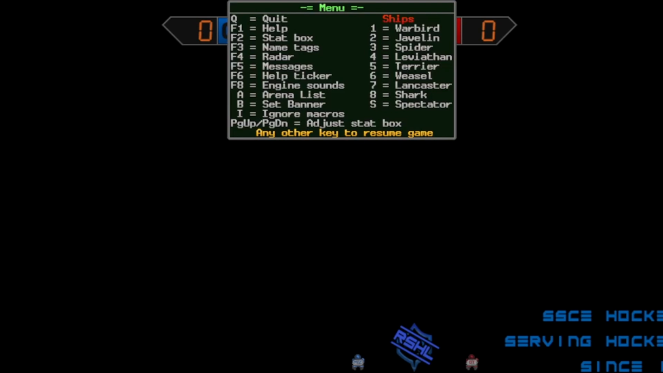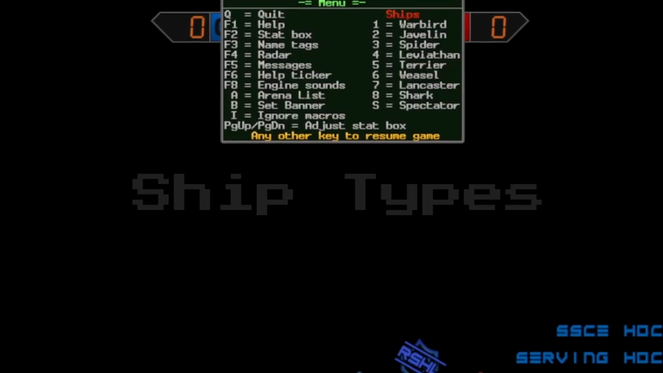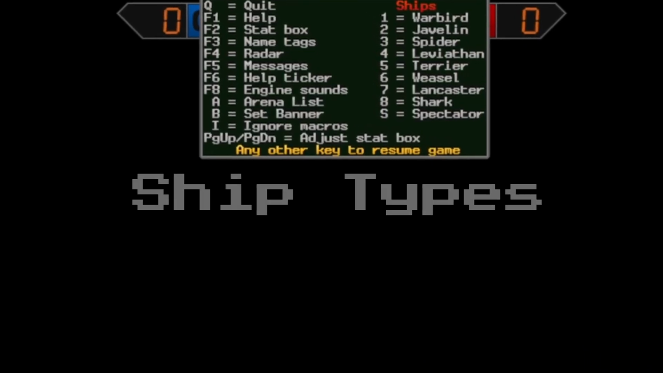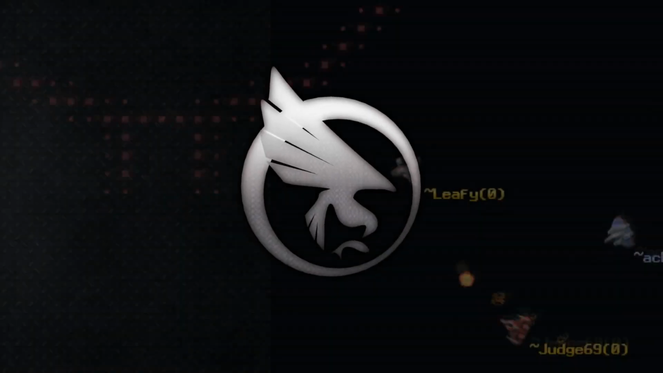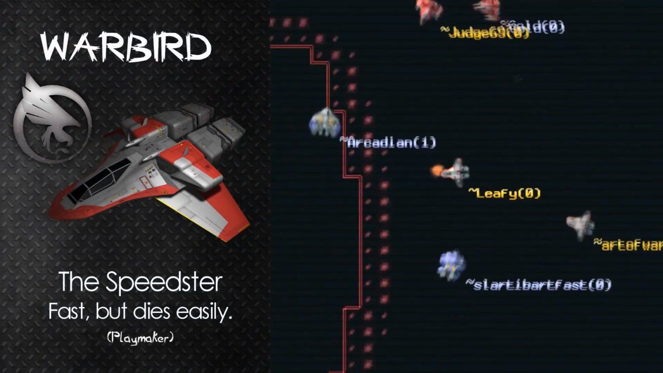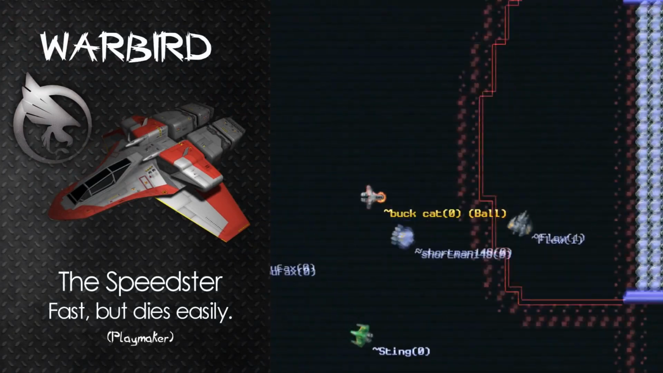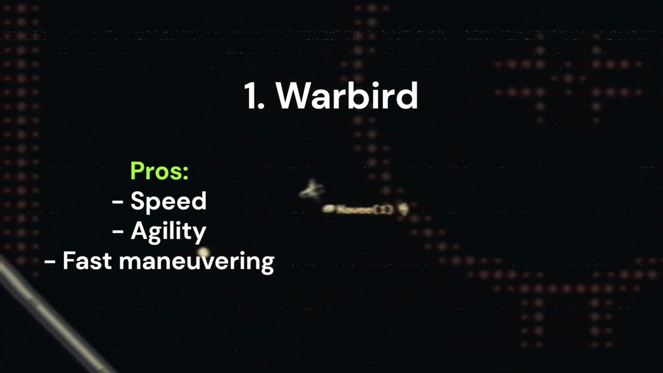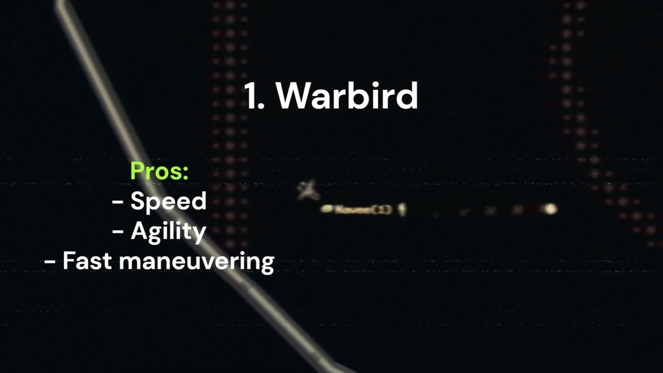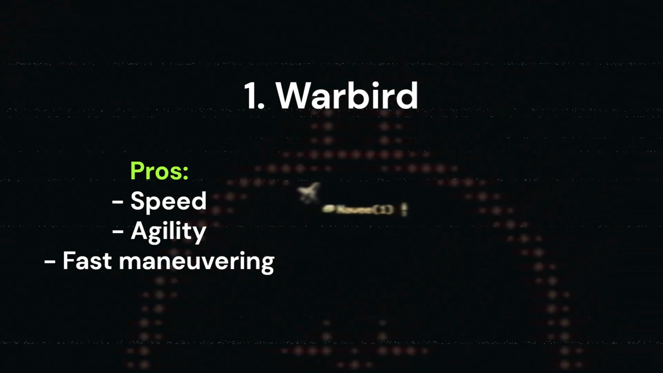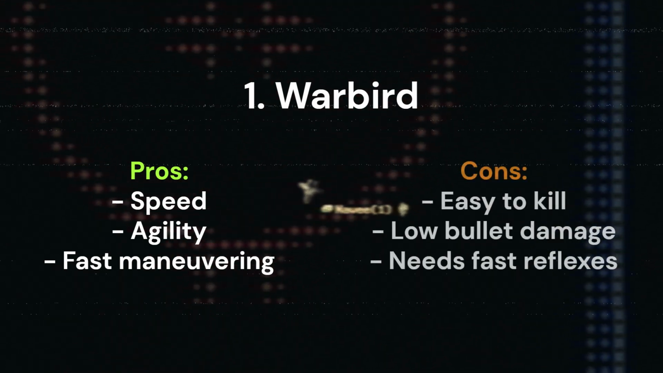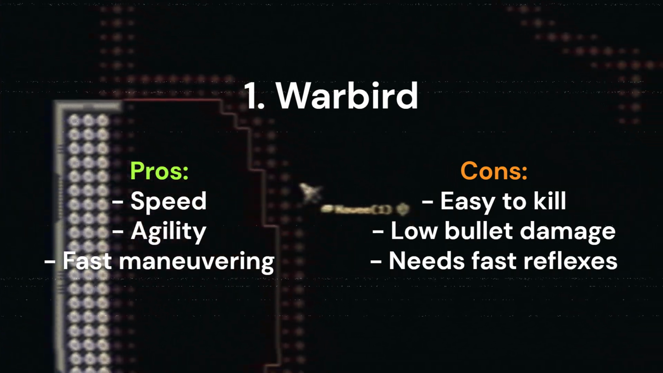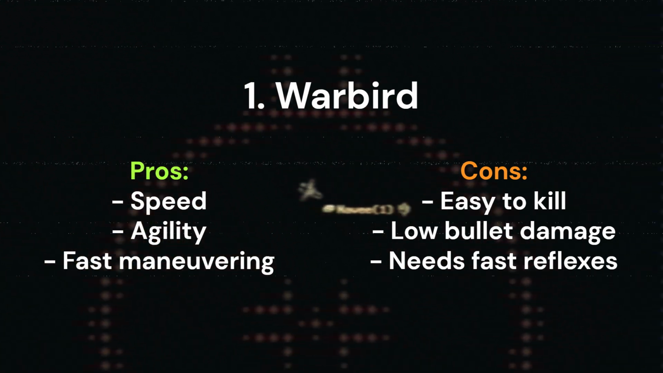Alright, and the last thing I want to leave you guys with is the different ship types that are available to pick from in Hockey Zone. Now, ship number 1 is the Warbird. The Warbird's strength is in its speed, right? It is fast, it is agile, it outmaneuvers other ships. It's great for scoring. The weakness of the Warbird, though, is that it dies very easily. If it gets shot once, if it takes one hit, it will explode.